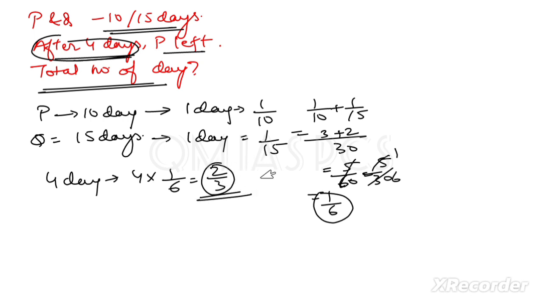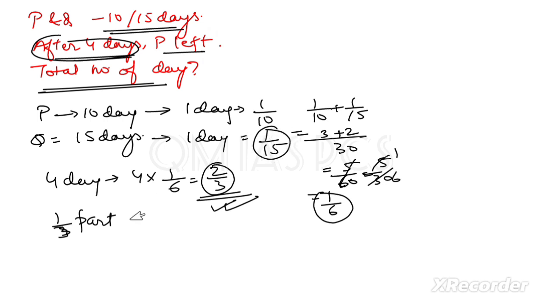Is it clear? Now the 2 by 3 part is completed, almost 66.66% is completed. Then we have to find, for whatever work is left, in how many days that work is completed. So 1 by 3 part is left, and only Q is working.